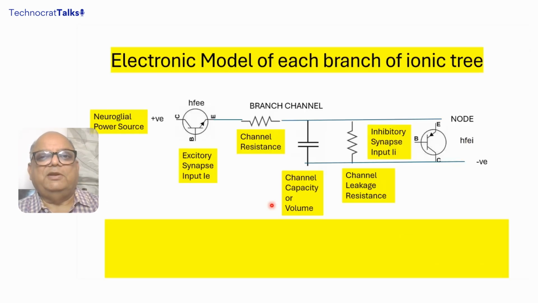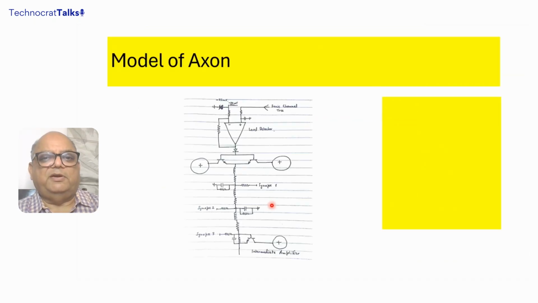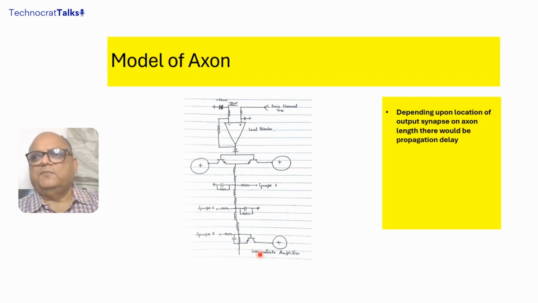Similarly, the outputs also have to be parameterized. It will have a certain propagation delay and a certain amplification, which will result in an action potential, drawing resources from surrounding cells and issuing the action potential pulse along the length. After different times that information will be available at synapse 1, synapse 2, synapse 3, and so on. So that's a simple model of the axon. Depending on the location of the output synapse along the axon length, there could be some propagation delay.